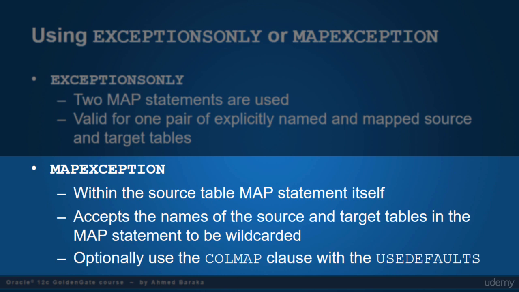You typically use the COLMAP clause with the USEDEFAULTS option to handle the column mapping for the wildcarded tables, and use explicit column mappings to map any additional information. Now, basic question. Can I use the MAPEXCEPTION option with a one-to-one map statement? Actually, yes, you can. Whatever applies for a wildcarded mapping still applies to a one-to-one mapping. I will demonstrate some examples of using those options in the incoming slides.